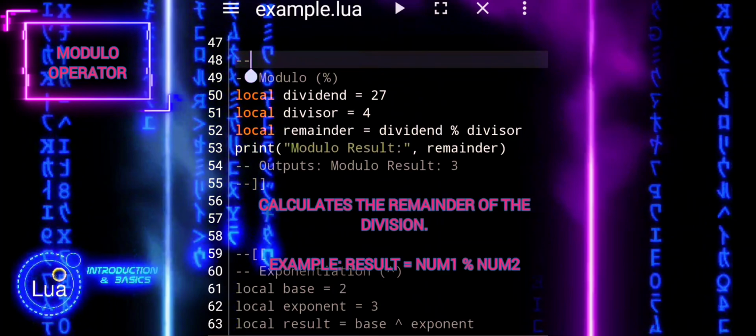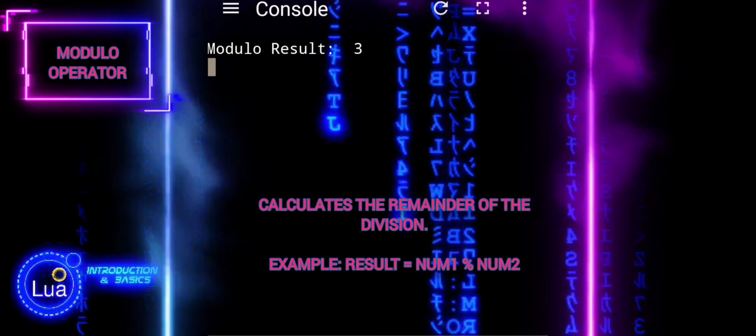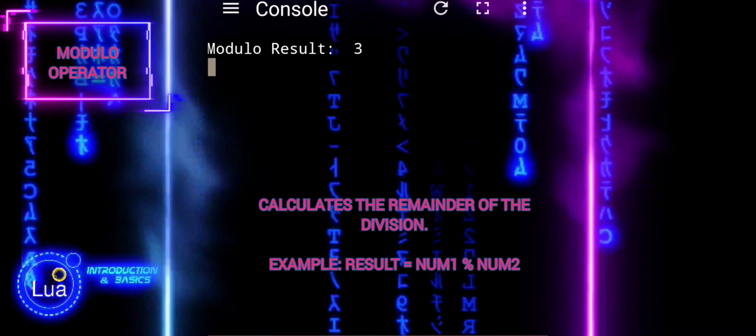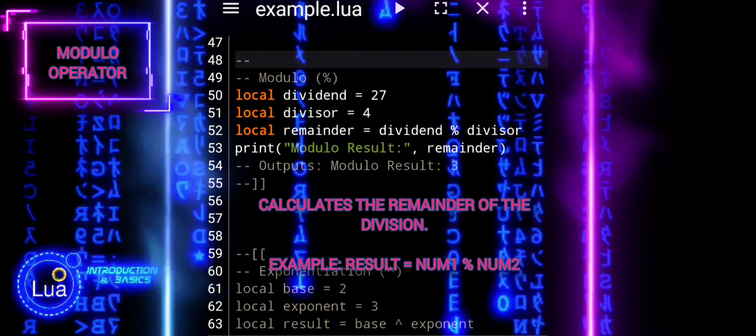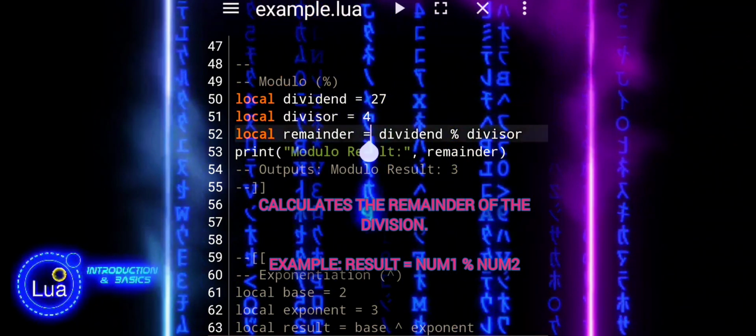Modulo, signaled by percent sign, introduces a fascinating twist to Lua arithmetic. This operator calculates the remainder after division, a useful tool for cyclic patterns and repetitive tasks.